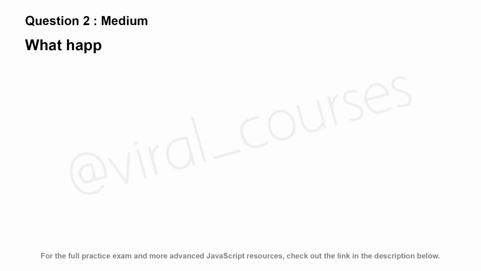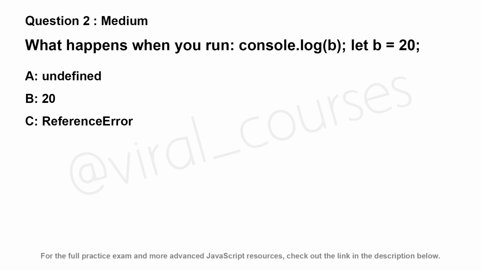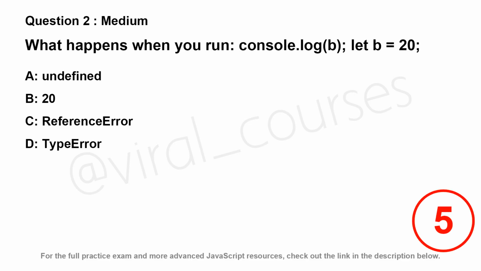What happens when you run console.log? let b = 20. Option A, undefined. Option B, 20. Option C, reference error. Option D, type error.